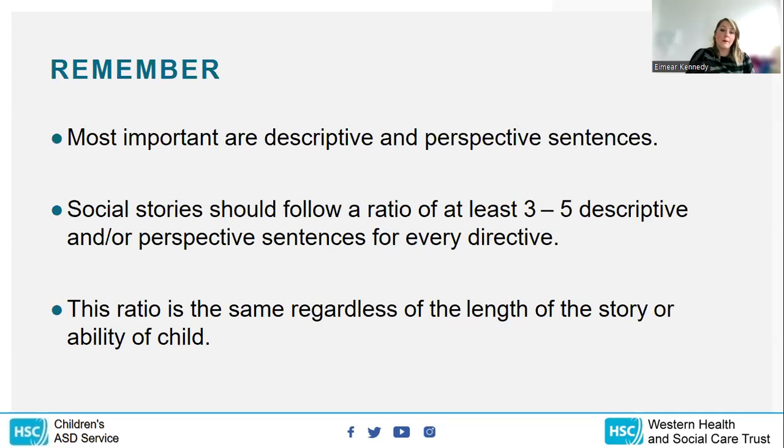Some important points to remember. Most important are the descriptive and the perspective sentences. And social stories should follow a ratio of at least 3 to 5 descriptive and/or perspective sentences for every directive sentence that you use. So for every one of those sentences where we're gently guiding the young person towards the objective of the story, you need to ensure that you have 3 to 5 descriptive or perspective sentences. And that ratio remains the same, regardless of the length of the story or the ability of the child.